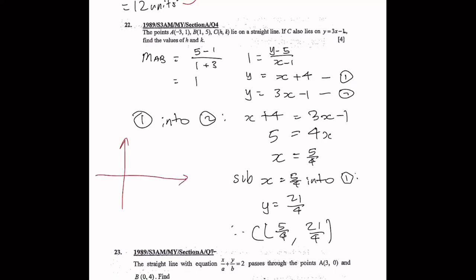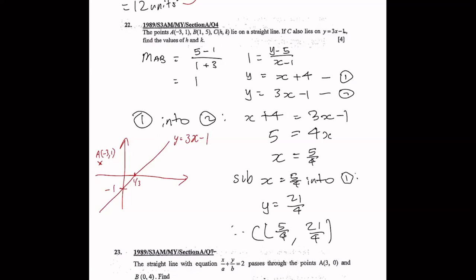So let's see. You've got this C, it lies on y equals 3x minus 1. Then I'll just draw a positive gradient and it cuts at negative 1. And C lies on it. You have negative 3, 1, so maybe somewhere here. This is point A. You have B, which is 1, 5. So maybe this point here will be what? It will be y equals 0, so x is 1/3. Then 1, 5 will be somewhere here.